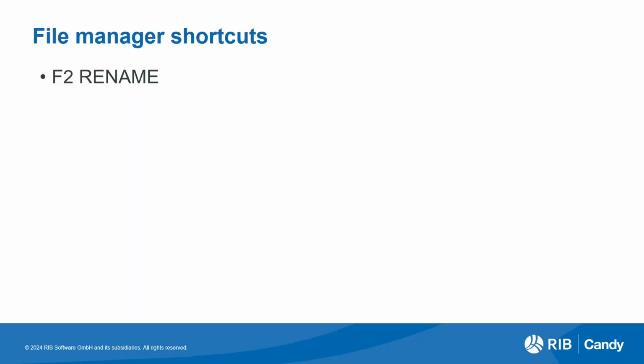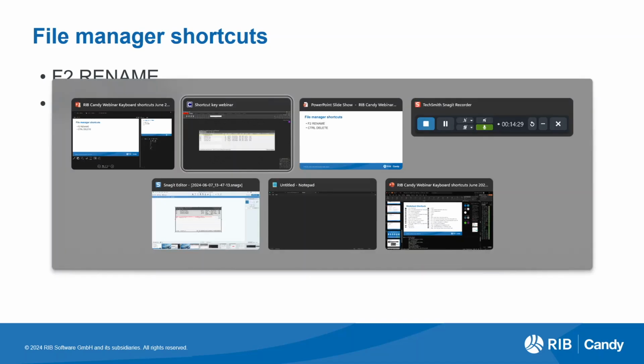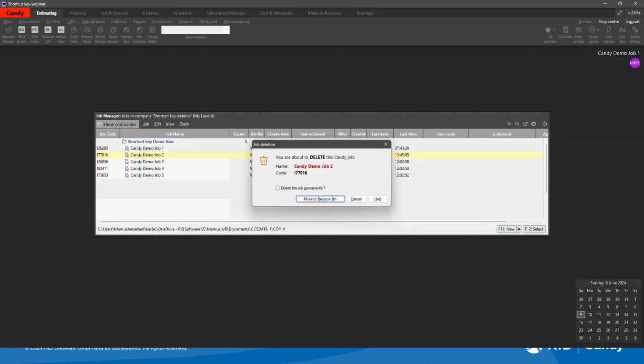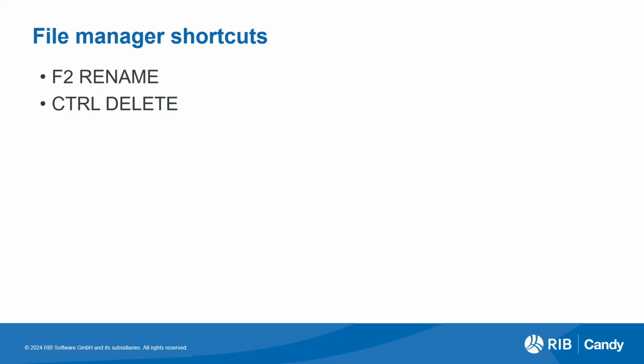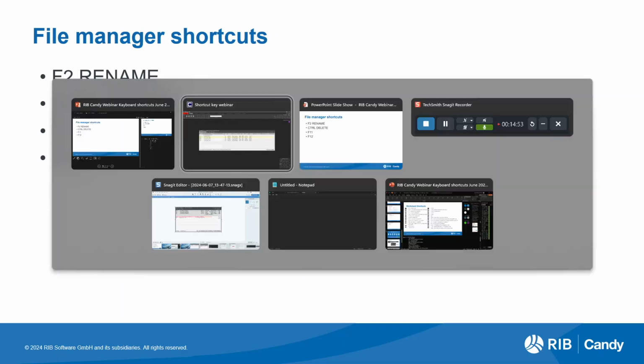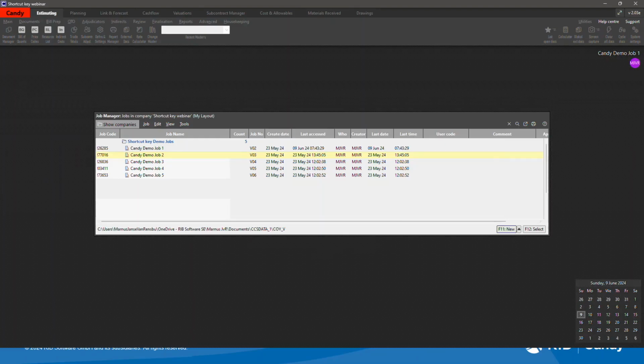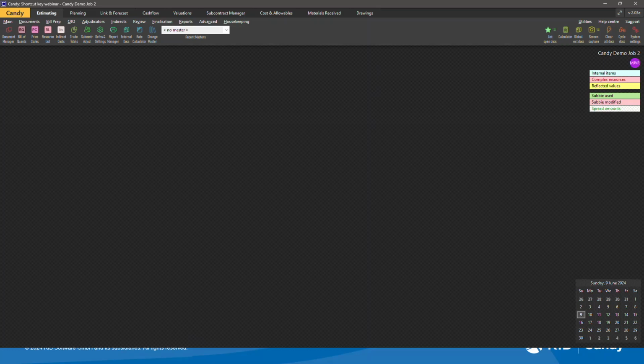If I press Control Delete on the job manager, it will ask me, do you want to delete this job? And I can then use the underlined words as shortcuts to either cancel by pressing C or R to remove to recycle bin. If I press F11 and F12 on the job manager, it will create either a new job, or it will select the job that I have currently selected.